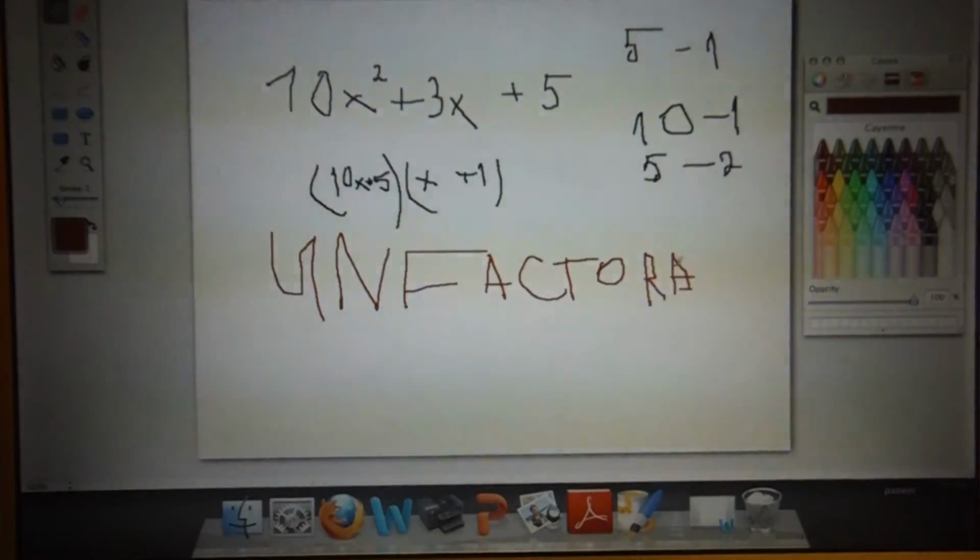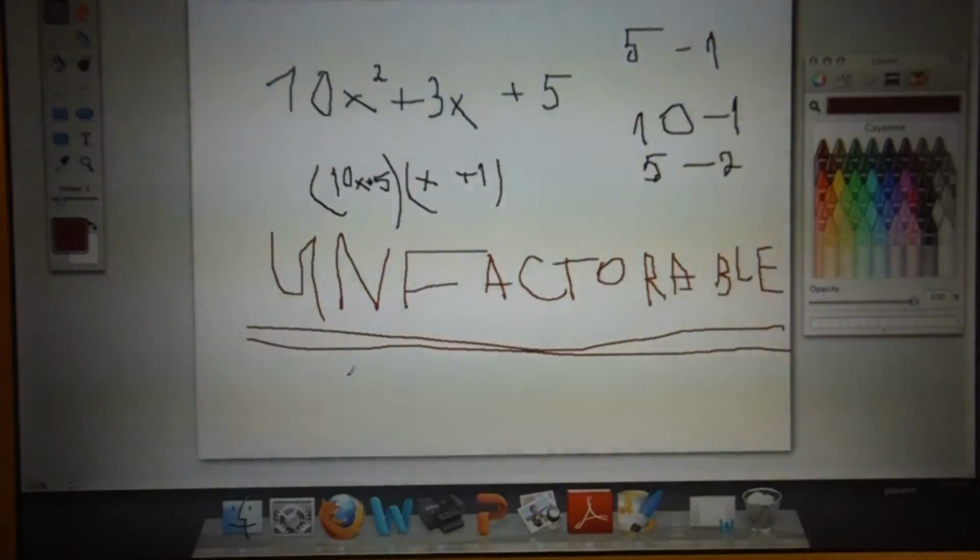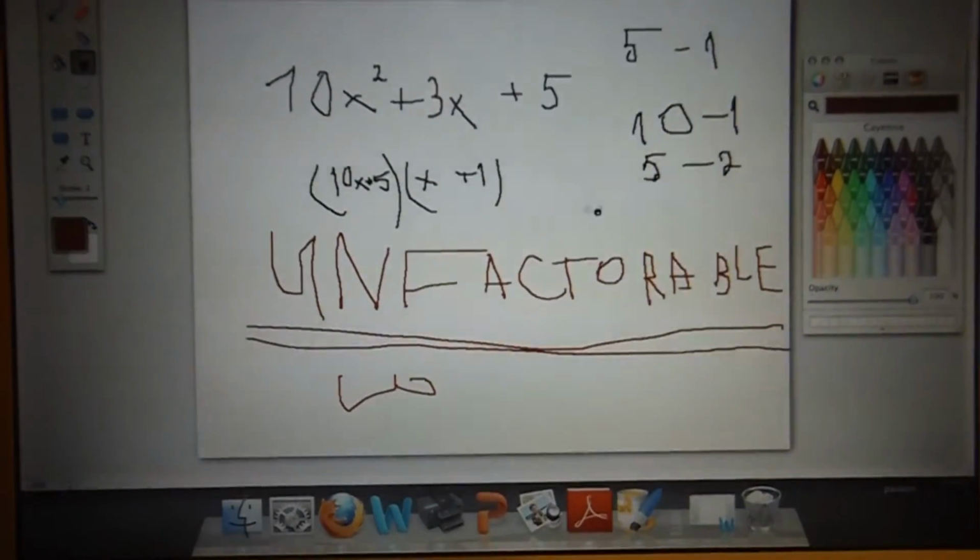That was a bad A, whatever. You can see that it's an A, right? And if in case you ever come across a problem like that, write unfactorable. Clears out.